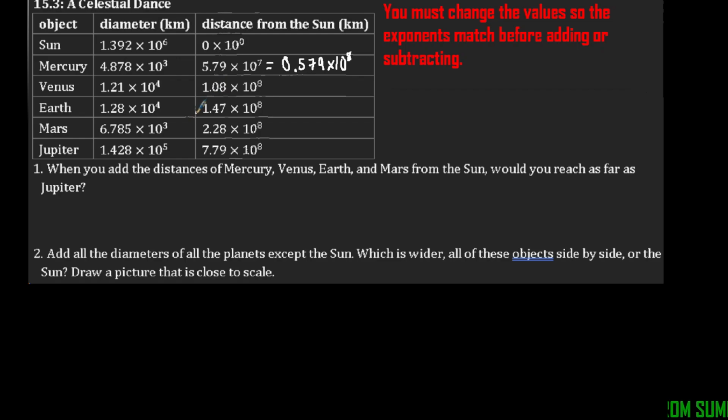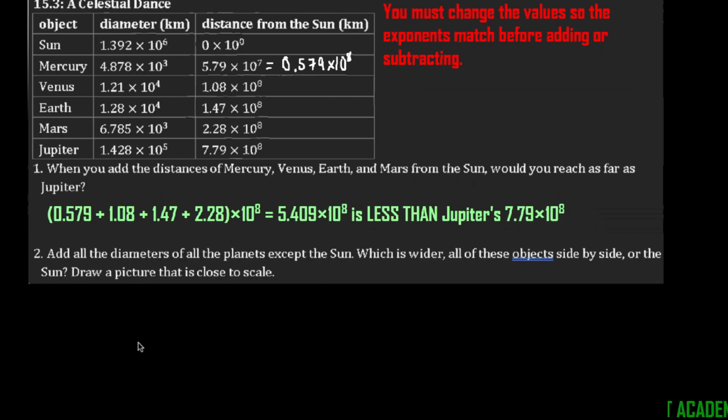And so now, when we add these together, if I look at these distances, since they're all the same exponent times of 10, I can add those first numbers. So let me underline what I'm adding. I'm adding the value just found, the 1.08, the 1.47, and the 2.28. Because I'm trying to see, is that less than Jupiter's, which is that last value, and we're going to say yes, it is. It is indeed less than Jupiter's 7.79 times 10 to the 8th power.